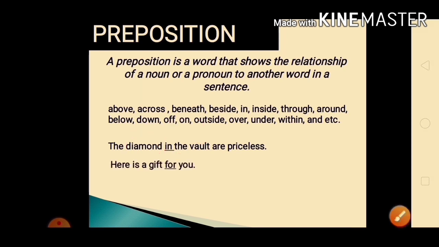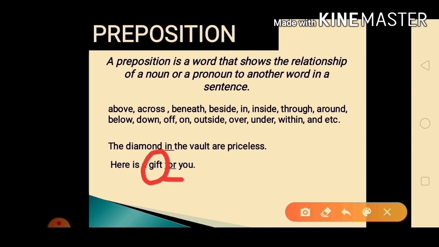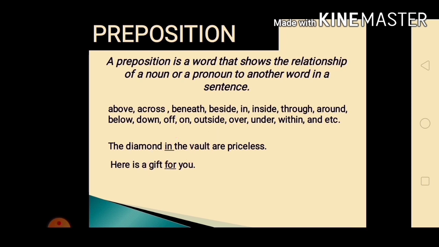Next, here is a gift for you. So the preposition for here relates gift to the object of the preposition you, and that is the work of a preposition. Let's proceed with conjunction.